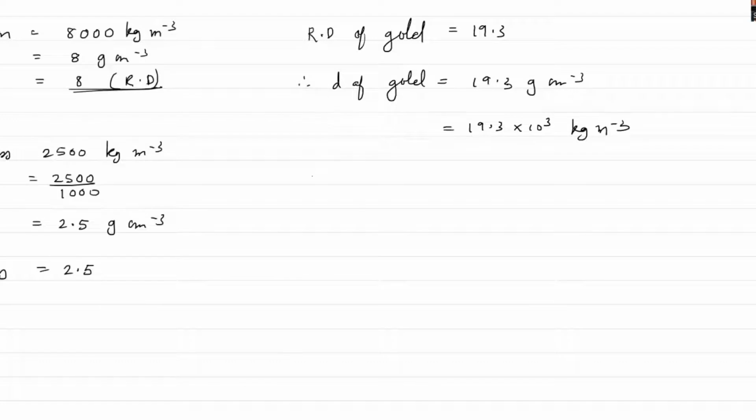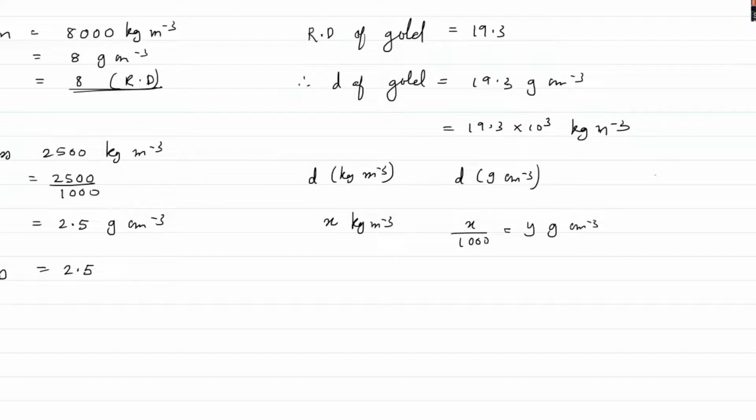So in short, if the density in terms of kg per meter cube is, suppose, x, then the density in terms of gram per centimeter cube will be x upon 1000. Let's say that is y. So this is x kg per meter cube, this is y gram per centimeter cube, and then the relative density is just y. There is no unit for that.